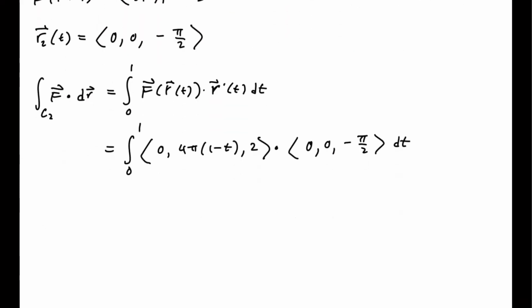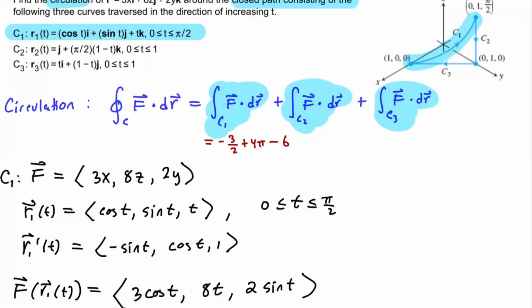All right, so let's do the dot product. This is actually pretty straightforward. The first two components are going to be 0, so we're only integrating from 0 to 1 the component 2 times negative pi over 2, which will simply be negative pi. And then if you integrate, you're going to get negative pi. All right, so that is our value of this integral along C2. Negative pi, so we're going to replace that underneath.